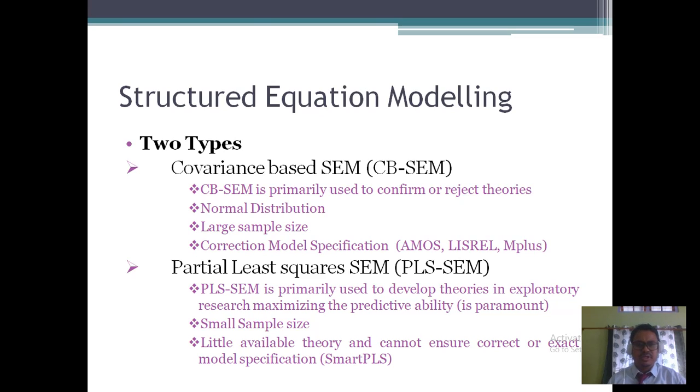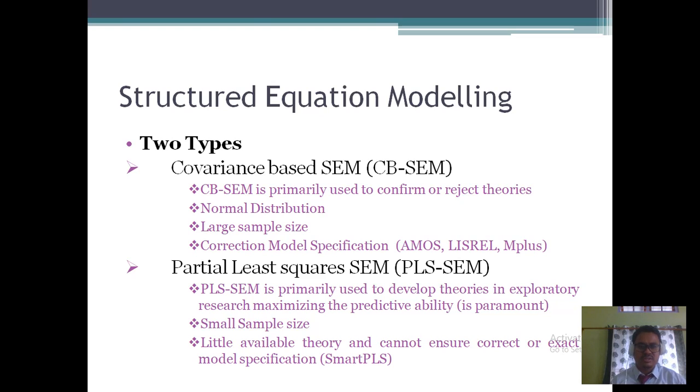Two types of structural equation modeling can be found. One is known as covariance-based structural equation modeling, and the other is partial least square structural equation modeling. In covariance-based structural equation modeling, there is a requirement of normal distribution of data, as well as the larger the sample size, the better. Also, in order to select covariance-based structural equation modeling for analysis, the researcher has to have a correct specification of the model that has to be tested, and it is usually used in different software applications like AMOS, LISREL, and Mplus. So the ultimate goal of covariance-based structural equation modeling is to primarily confirm or reject a theory.